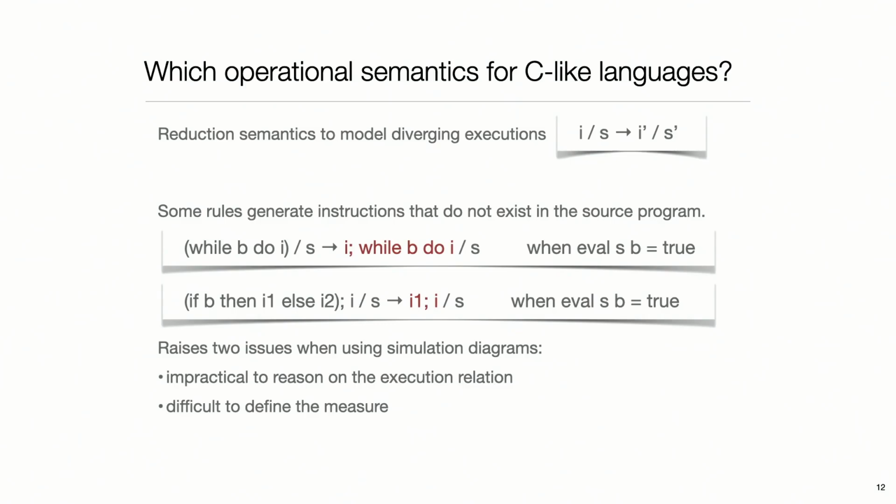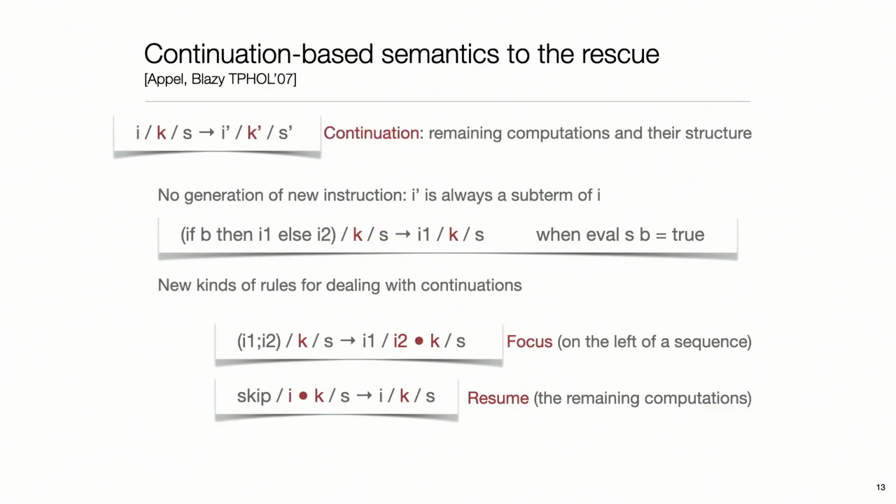So this raises two issues when using simulation diagram. It's impractical to reason in the execution relation. More concretely, we can face situations where we cannot reuse directly the induction principle generated by Coq. And moreover, it may be difficult to define the measure because we do not have true reduction rules here. So the solution we found to this problem is to add continuations to the semantics.